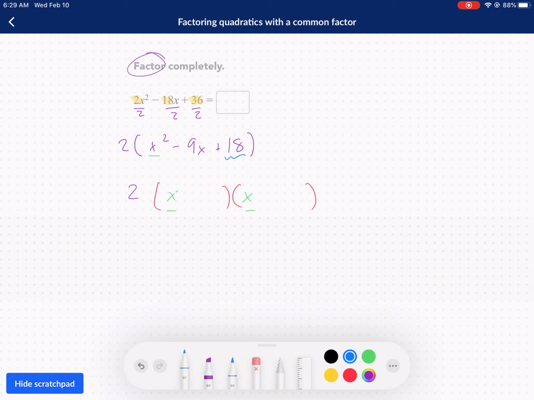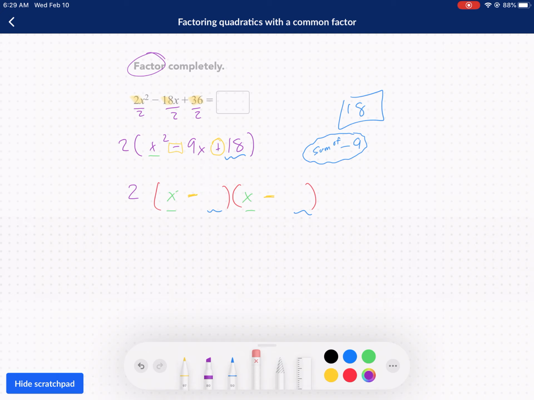Then I'm going to get my second one here. Okay, so I need to think of the factors of 18 that will also add up to negative 9. They need to multiply together to give me 18, but have a sum of negative 9. Well, the key to this is, if this is positive, that means both these signs need to match. They need to be the same in those parentheses. And if this is negative, that means they both need to be negative. That's how I determine that.